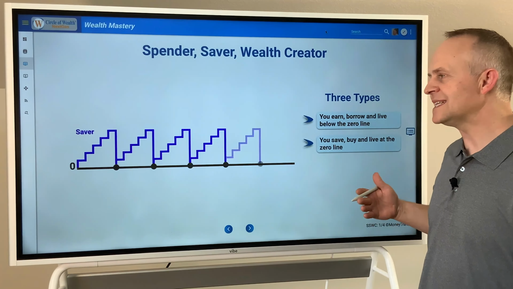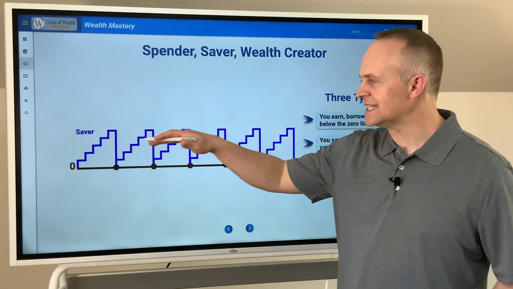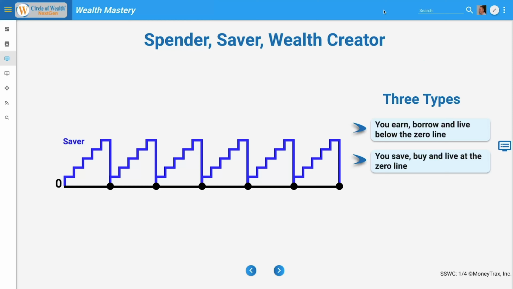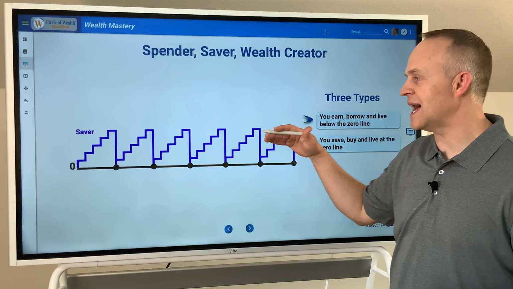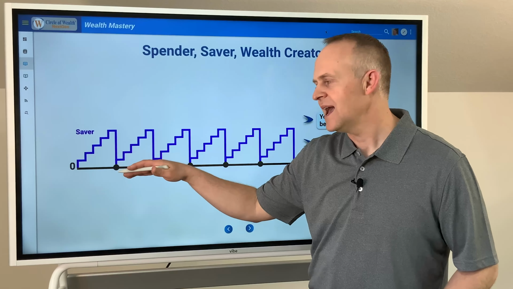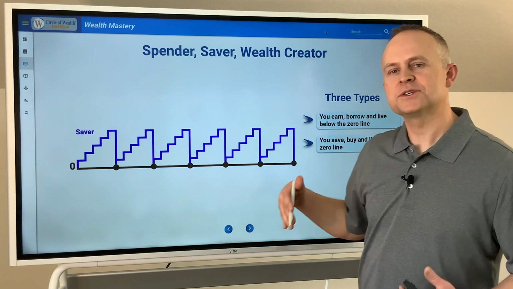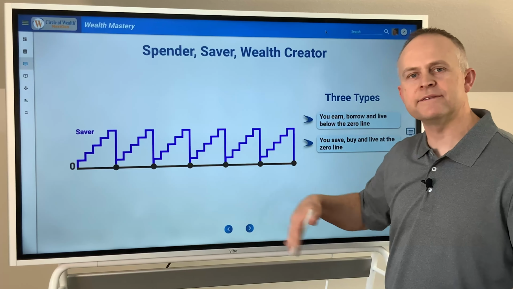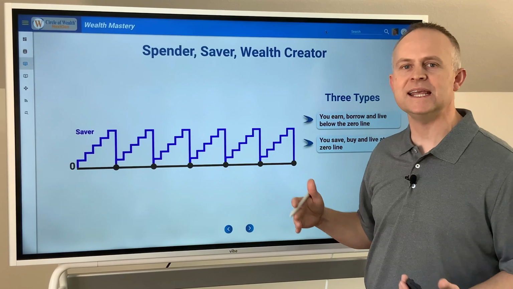All right. Now, the saver actually saves and then spends. They save and then they spend. They actually live at the zero line, not really above the zero line, because as soon as they get above the zero line, they spend the money and end up back at the zero line. So they're at this zero line, never truly actually getting ahead either.